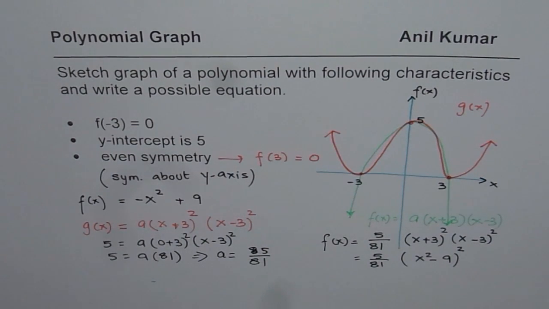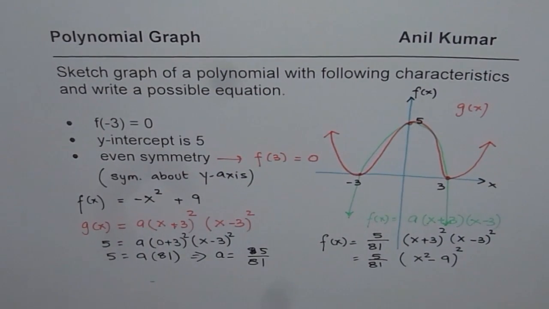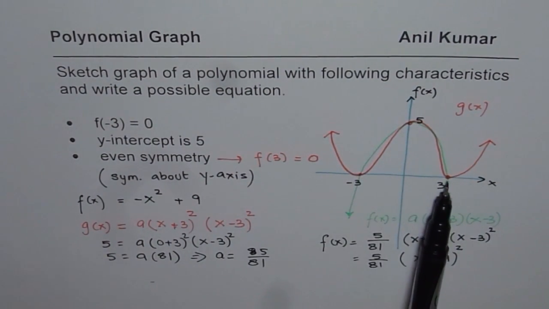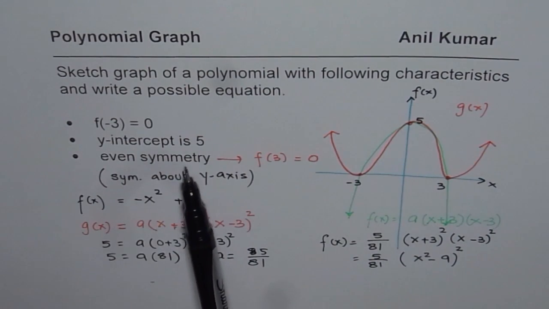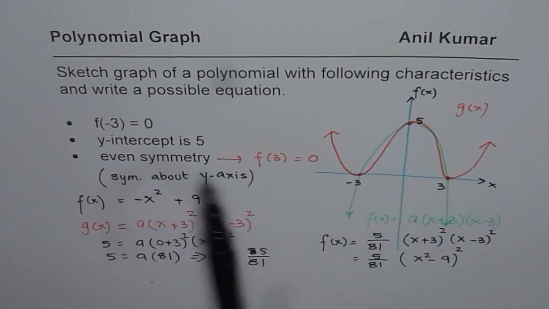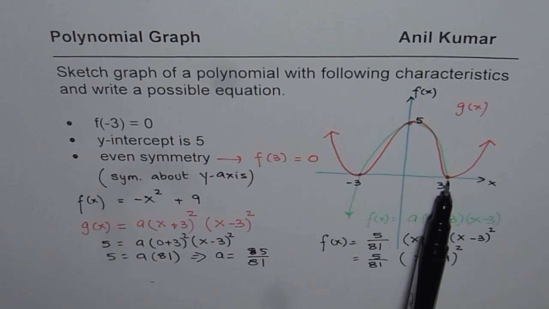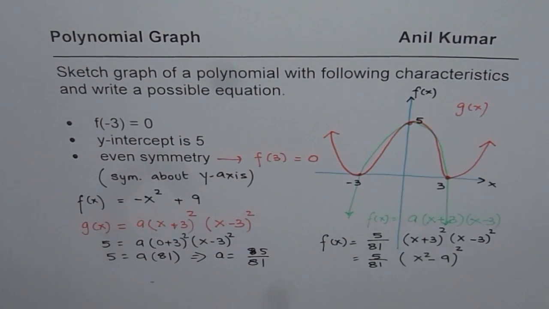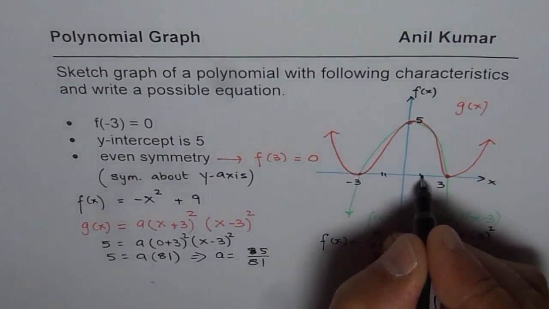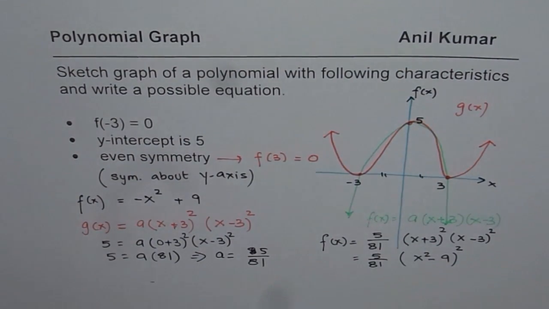Anyway, the idea here is that if even symmetry is given to you, then you should get some more information from the given information, just as we introduced a zero or an x-intercept on the right side, which was the mirror image of the given zero. Do you see that? So that has to be the same. That is how you can understand and sketch the graph of polynomials from given conditions. This is very important to understand, and I hope it is absolutely clear to you.